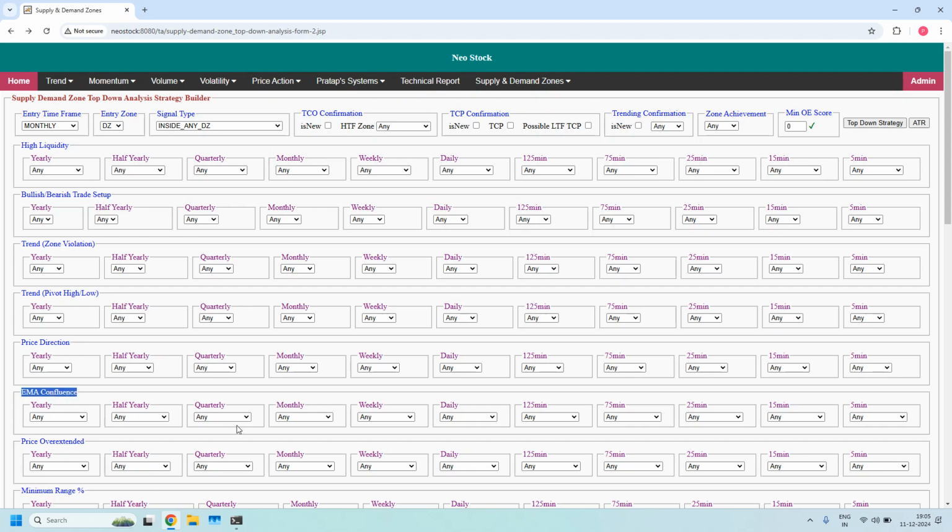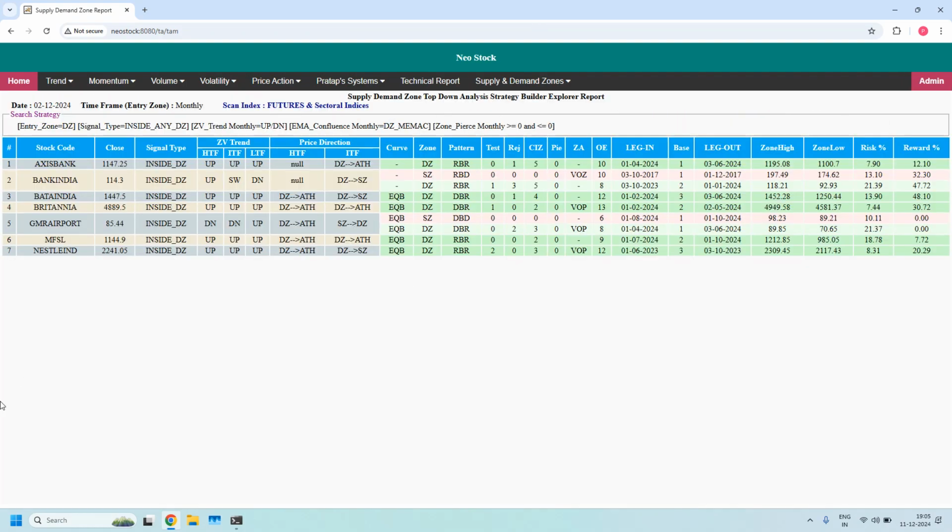So in the EMA Confluence, monthly time frame, monthly demand zone having monthly EMA Confluence. And during EMA Confluence, the trend should not be sideways. Monthly trend should not be sideways. So I'm selecting up or down. Let's filter. Now 7 stocks are filtered. In these 7 stocks, all these monthly demand zones are having monthly EMA Confluence, and also prices are closed inside the monthly demand zone.